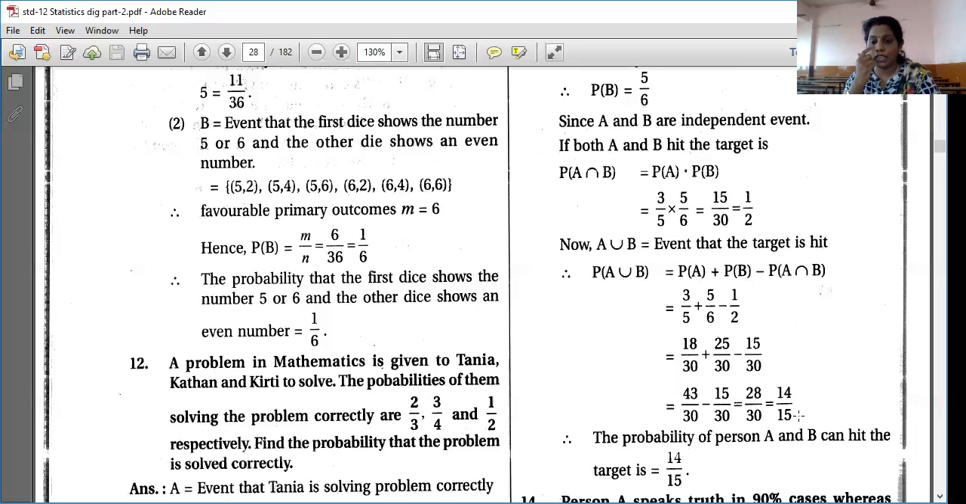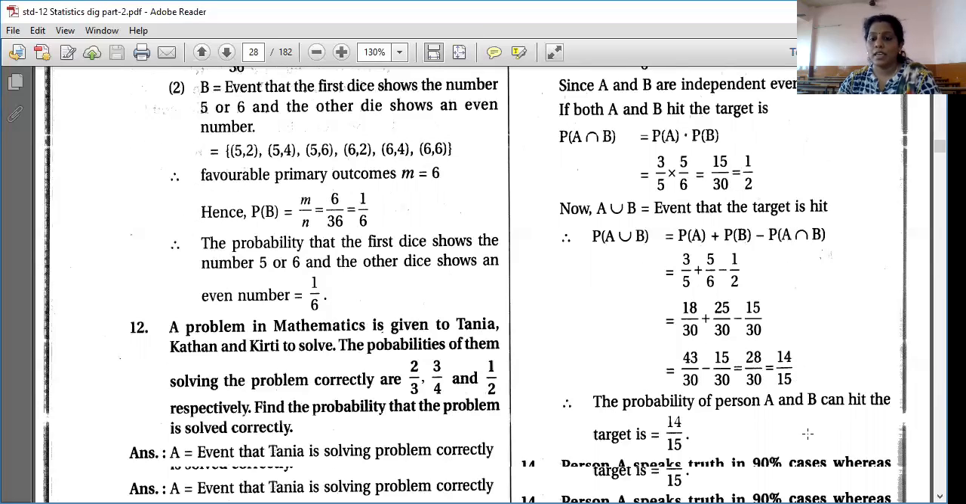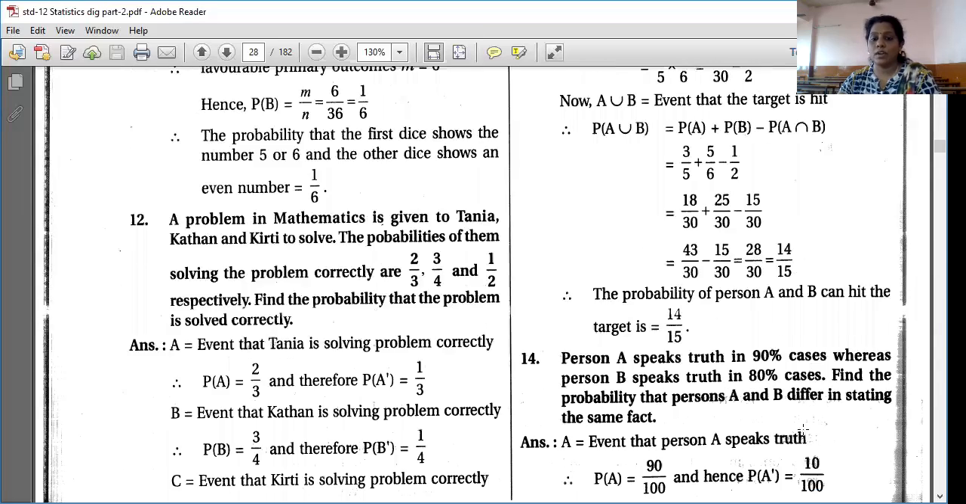Right? 43 by 30 minus 15 by 30. So what will it be? 28 by 30, and that will be reduced to 14 by 15. So the probability that person A and B can hit the target is 14 upon 15.